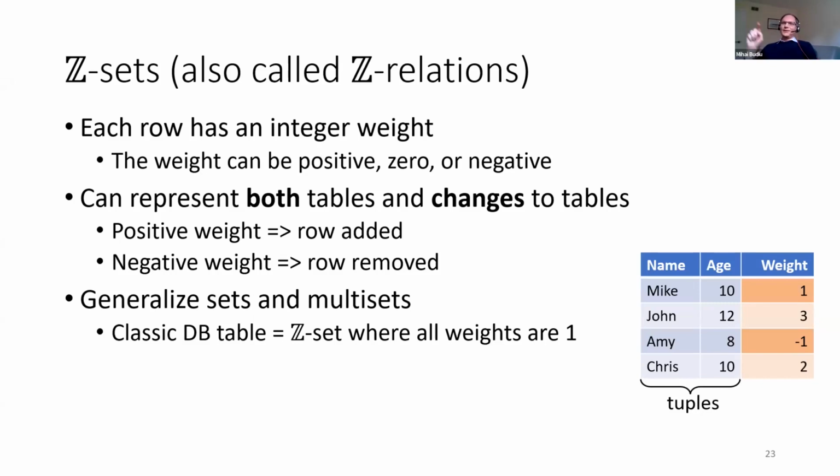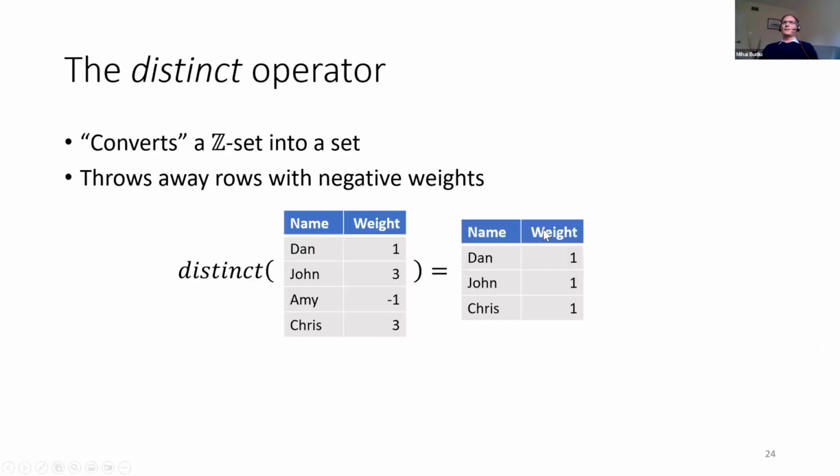And we actually take this pure mathematical view, and it works very well. I'll show you how it works very well. All right. So obviously, you can represent traditional database tables using z-sets. Just make sure that each weight is 1. But the z-sets are very good because they can generalize not only tables, but they generalize multisets, and they also have a very nice structure.